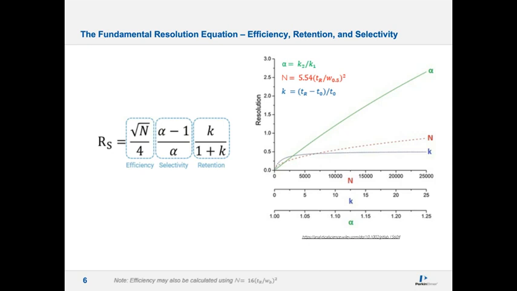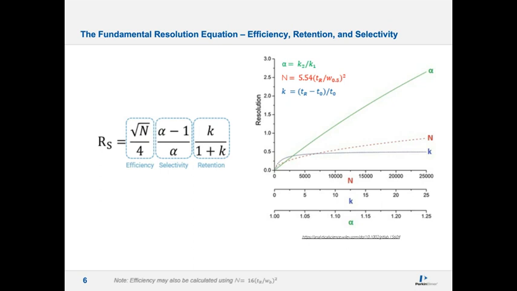Efficiency is easy to change, however, resolution only increases by the square root of the plate number. In comparison, relatively small changes in alpha or selectivity values lead to considerable changes in the resolution, which the graph demonstrates with a nearly linear relationship.